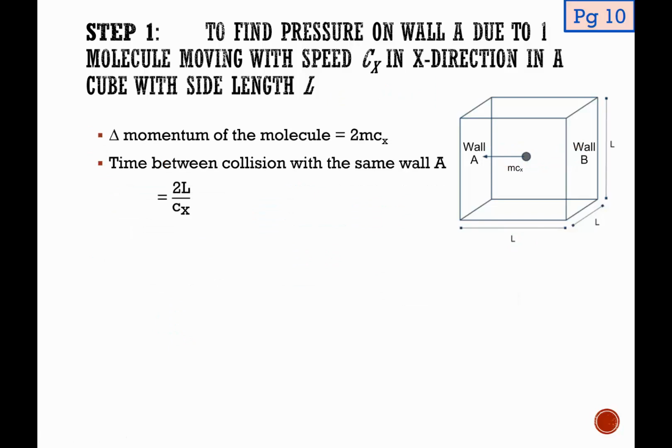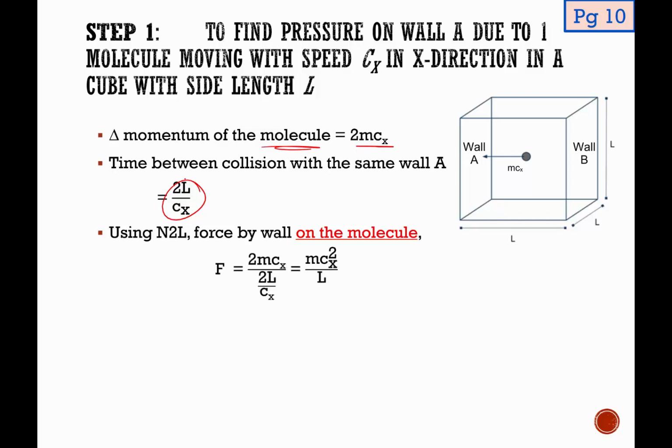So we have found everything that we need. We have the change in momentum of the molecules, which is 2mcx, and also we have found the time between collisions with the same wall A, which is 2L over cx. So therefore, we can use Newton's second law. The force on the molecule is the change in momentum divided by time, and therefore we get mcx squared over L.